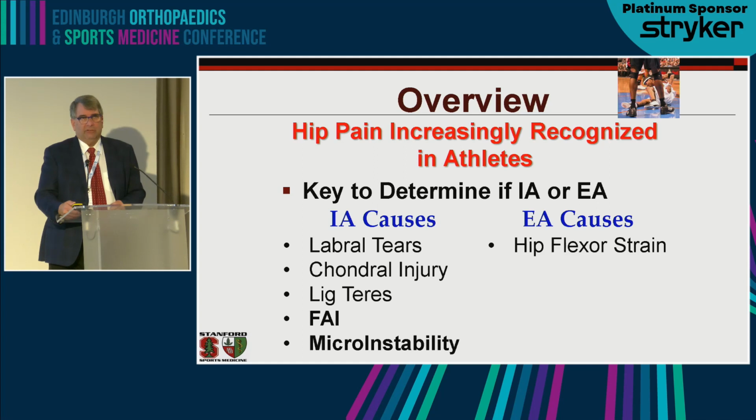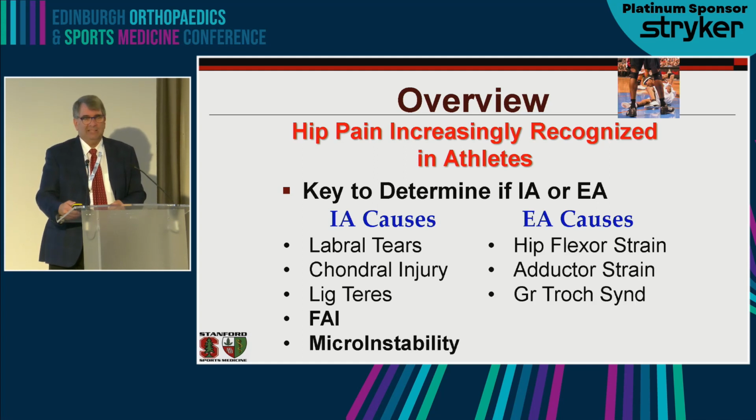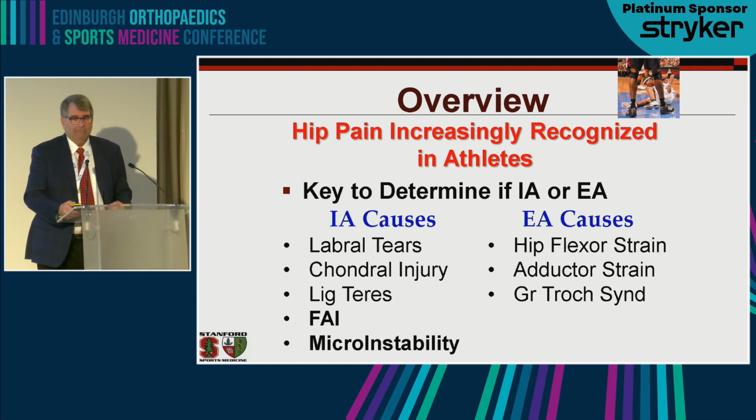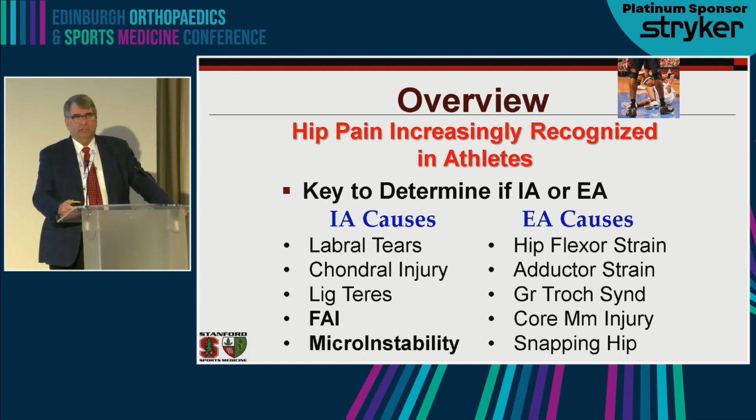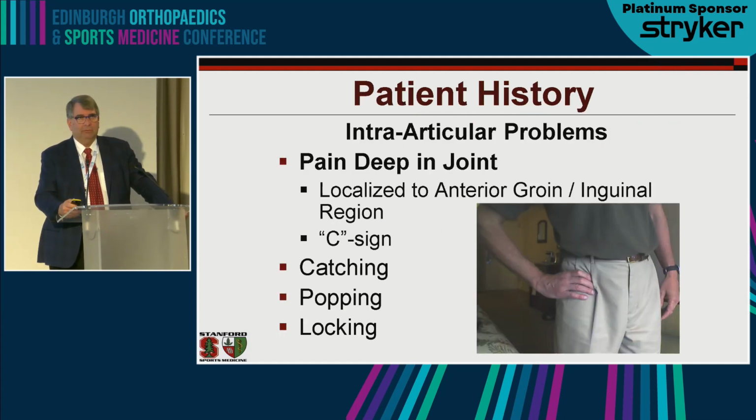The extra-articular causes include hip flexor strains, adductor strains, greater trochanteric pain syndrome, which is a constellation of basically lateral hip pain, core muscle injury, and then the snapping hip. And so we'll just kind of go over how we evaluate for these.